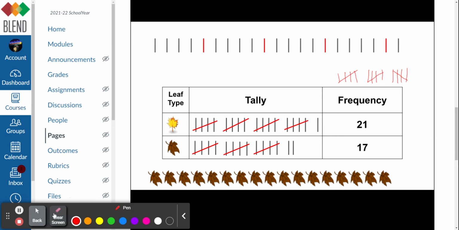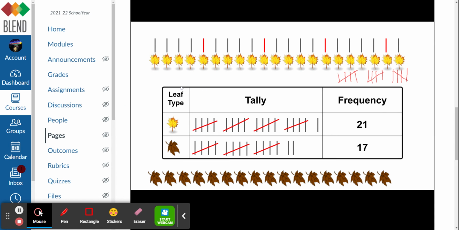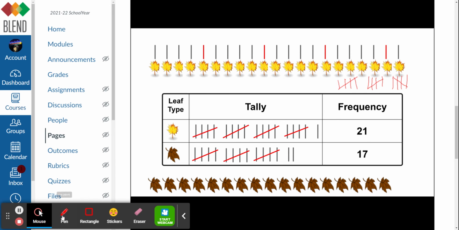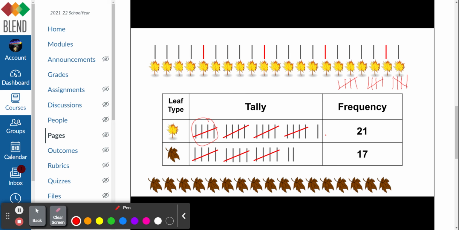All right. So the way that we would do that is basically if we're counting these yellow leaves, we'd say 1, 2, 3, 4, 5. There's your first 5. 1, 2, 3, 4, 5. There's your second 5. 1, 2, 3, 4, 5. There's your third 5. So we've done that a couple different times.